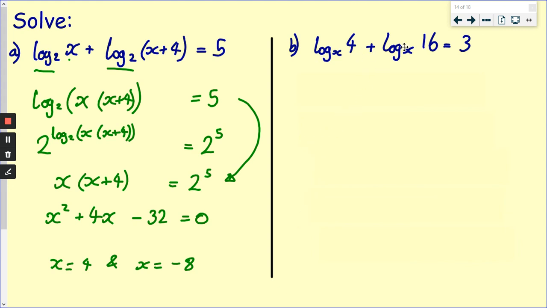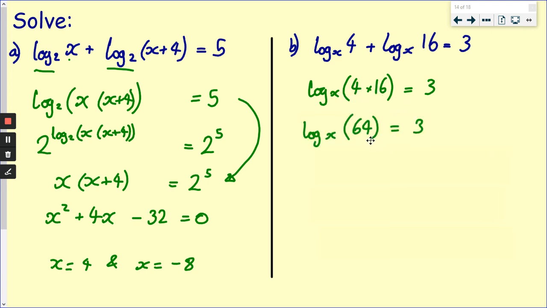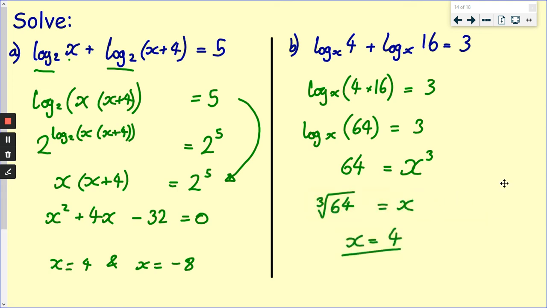Here's another, but very similar. It looks different because this time the unknown is in the base of the logarithm, but the practice is exactly the same. Notice we've got the addition rule, so we're going to combine these 2 logarithms to give us logarithm of base x of 4 times 16, which is 64. The right-hand side hasn't changed. And now we can use our understanding that this means the power that we have to raise x to get 64 is 3, so x to the power 3 is 64. Or you can use inverse if you want to. And then we can just now solve this to give us that.